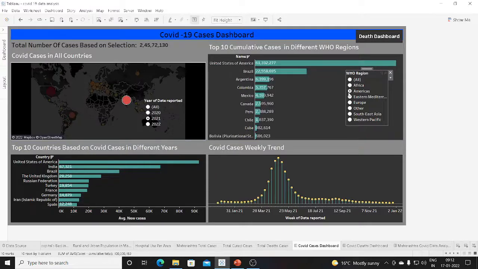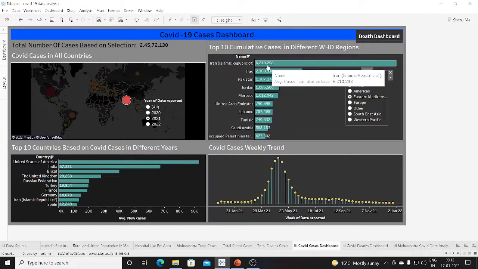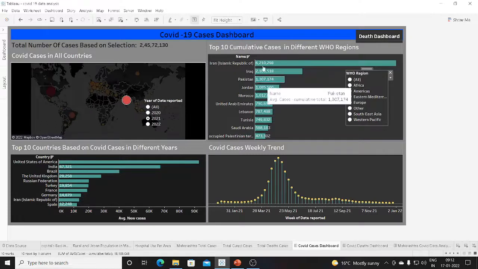Now if I talk about the Americas, we all know that the USA was affected very badly. You can easily see that there are so many cases compared to the others, like Brazil, Argentina, Colombia. USA, the United States of America, was in very big trouble. For the Eastern Mediterranean, Iran, Islamic Republic has so many cases, approximately 610,298 cases, compared to the others like Pakistan, Iraq, Jordan, Morocco, UAE, Lebanon, okay?